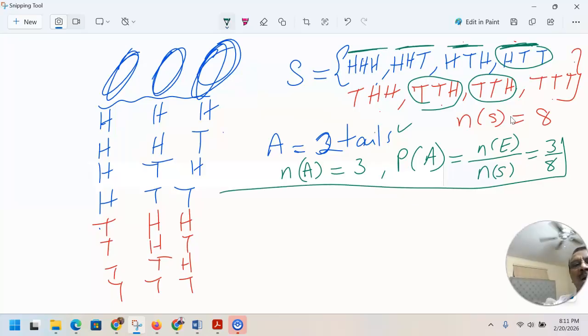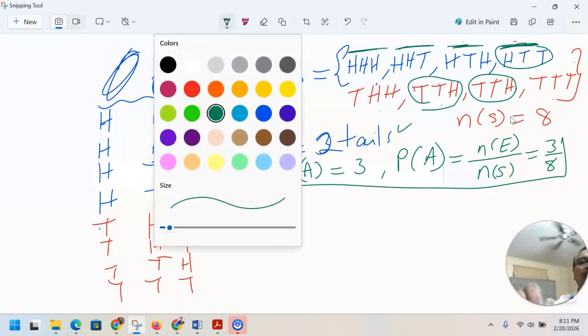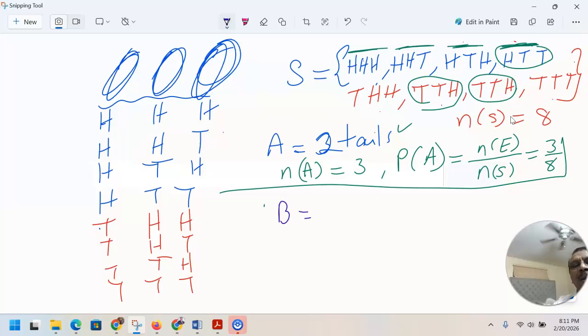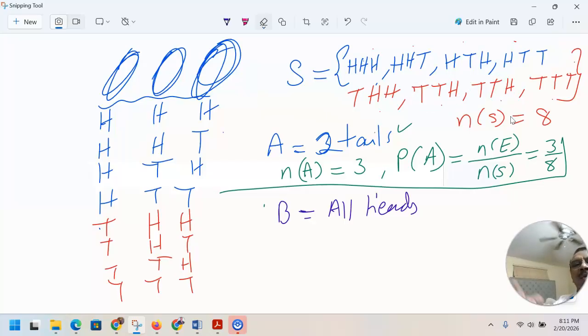So this could have been one, or we could create another event B, and in this case let's see, all heads. Now, what does that basically mean? And you can see in the example there. Out of those eight options, how many have all heads? And let me put this. And you can see this is the one that has. So that's the only one that has all heads.